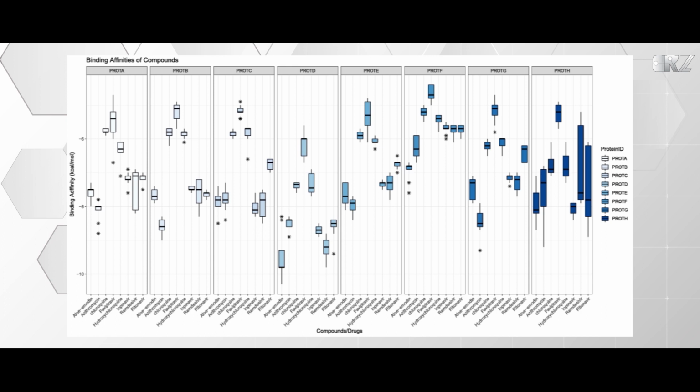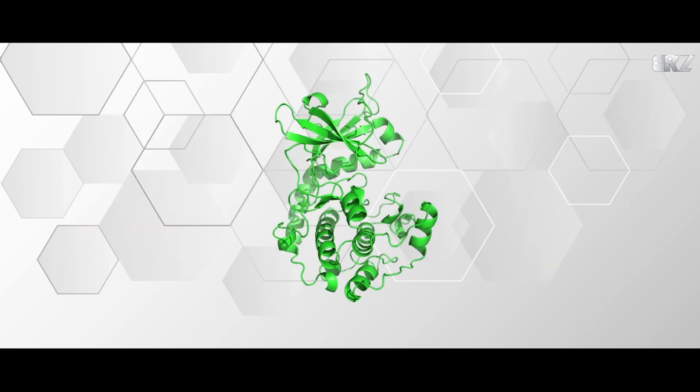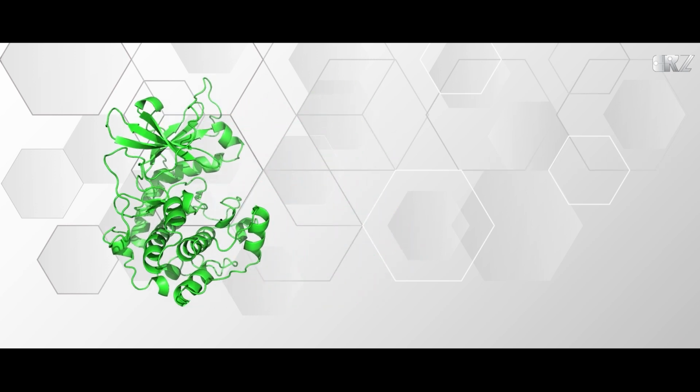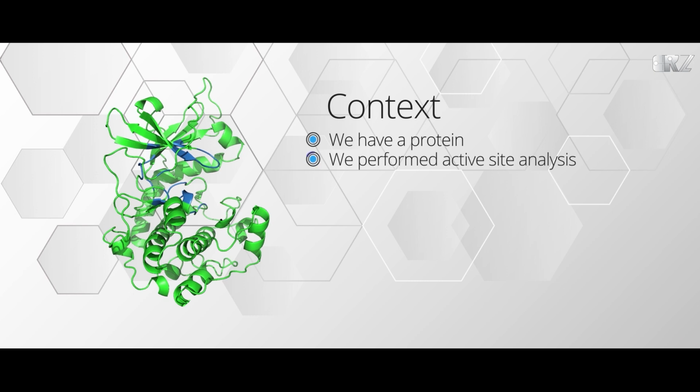In this video, we will see how we can generate box plots of docking scores in different proteins. So this is a structure of a protein and can be used for docking of ligands to fulfill the purpose of virtual screening, binding affinity analysis, or structure-based drug designing, etc. The PDB ID of this protein is 1ATP and it is a kinase. Active site analysis was performed and then compounds were docked into the active site.